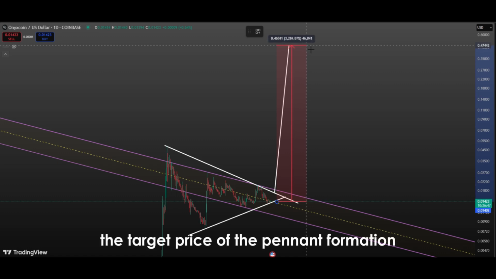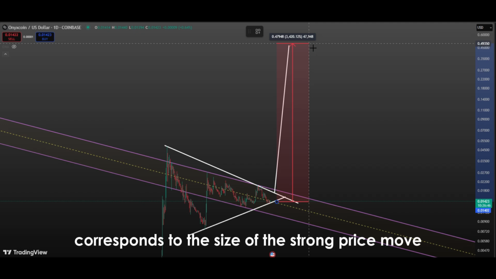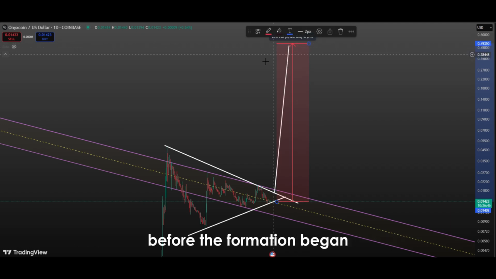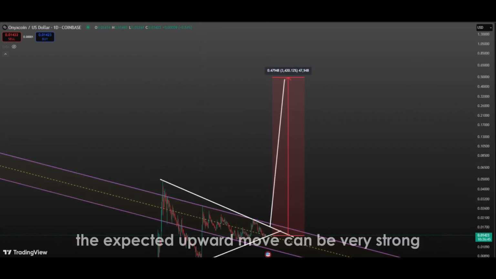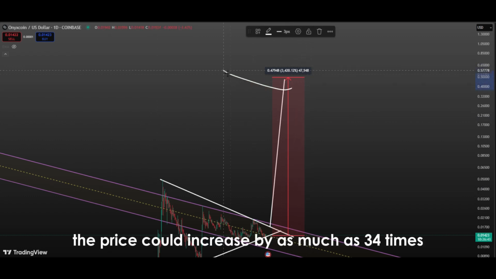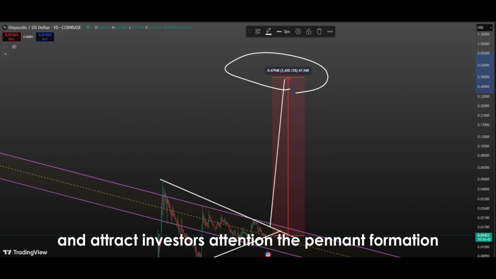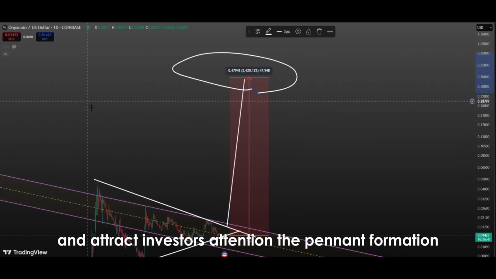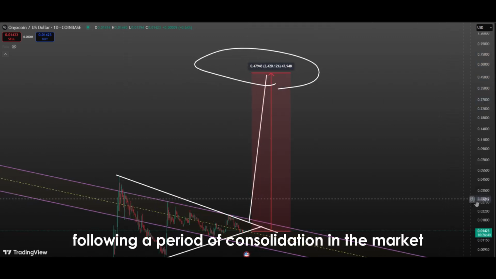The target price of the pennant formation is generally equal to the length of the flagpole, which corresponds to the size of the strong price move before the formation began. Therefore, when the price breaks the upper boundary, the expected upward move can be very strong, and depending on the scale of the formation, the price could increase by as much as 34 times. Such large-scale gains are among the strongest signals given by technical analysis and attract investors' attention. The pennant formation can be a precursor to a renewed rally following a period of consolidation in the market.